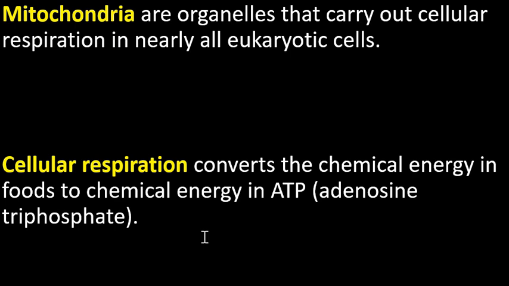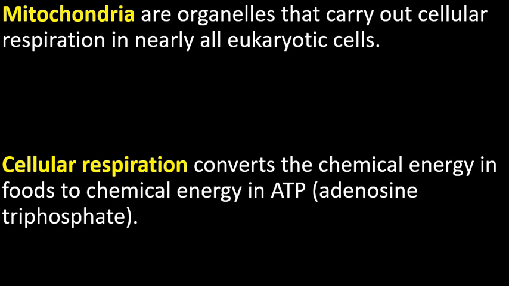All right, so mitochondria are organelles that carry out cellular respiration. Now, cellular respiration is the name of the chemical reaction in which organisms gain energy from the environment. Basically all eukaryotic cells use cellular respiration, and basically all eukaryotic cells use mitochondria to do so. Like I said before, cellular respiration converts chemical energy in foods to chemical energy as ATP, or adenosine triphosphate.